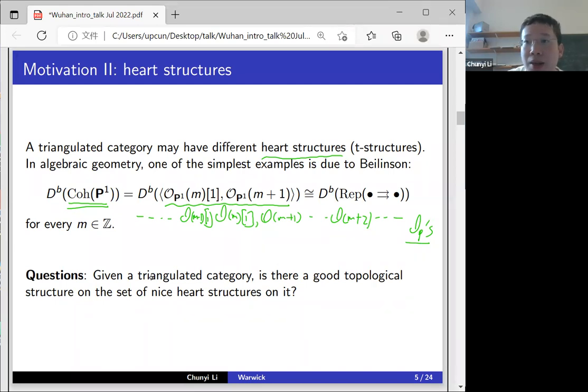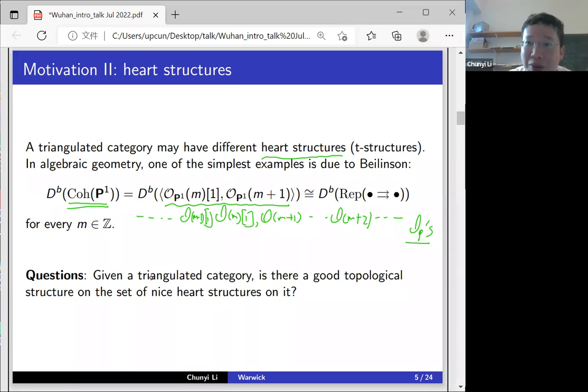But here you can see that in this example, some hearts are seemingly closer than others. I mean, the heart for O(0) shifted by one is closer to the heart for O(1) and O(2) rather than, say, O(100) or O(101). So it seems they have some kind of distance between each other. But in this example, they are still very discrete.